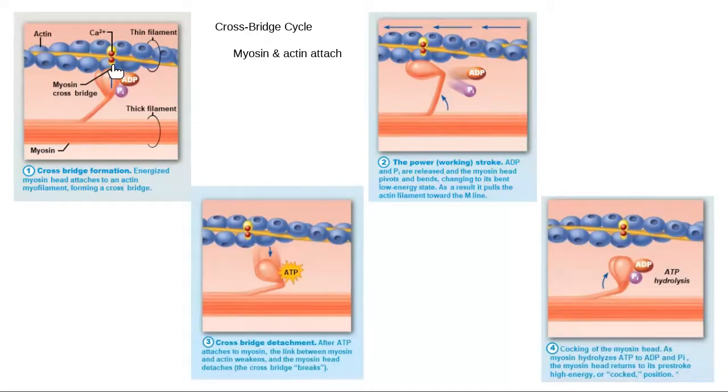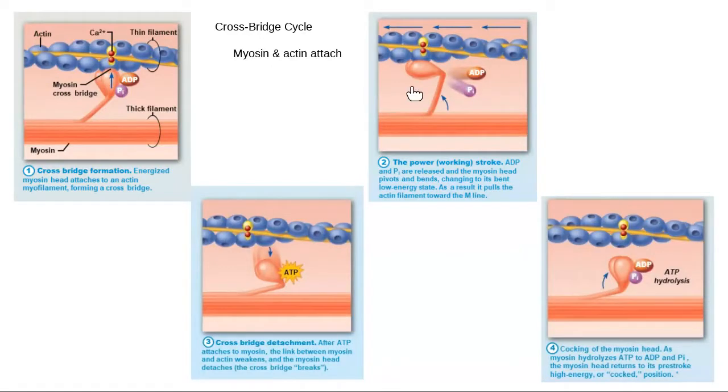That makes it possible. If the myosin binding sites are available, the first step of the cross-bridge cycle is myosin attaches to actin. That's called cross-bridge formation, when myosin attaches to actin. The second thing that happens is actin slides.